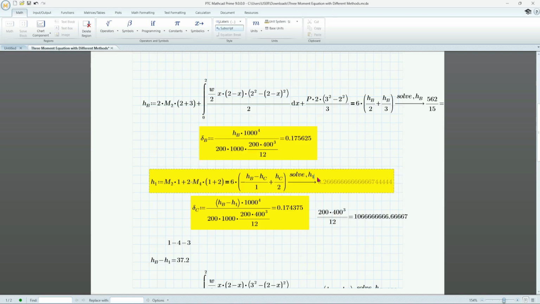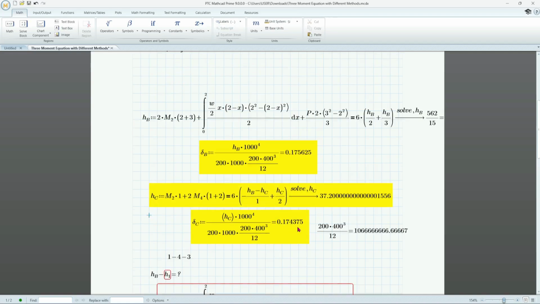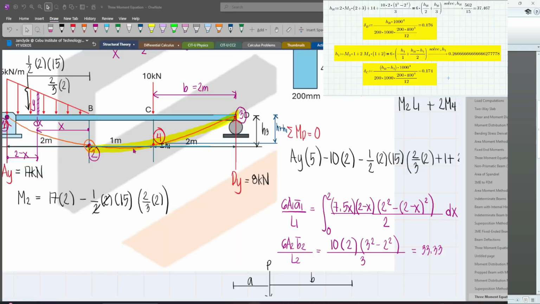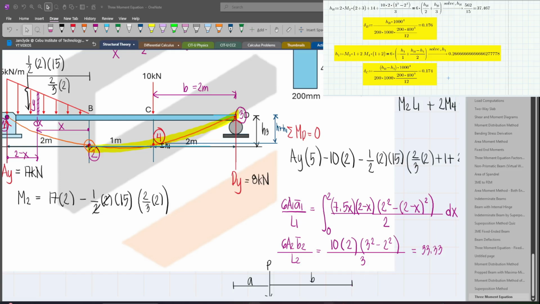Then, solve H sub C. We would automatically get 37.2. So, ito, pwede mong palitan yan. H sub C na yan agad. Palitan pala natin to. Ayan. We would still get 0.174375. Same lang. So, let's try to check using our deflection app.